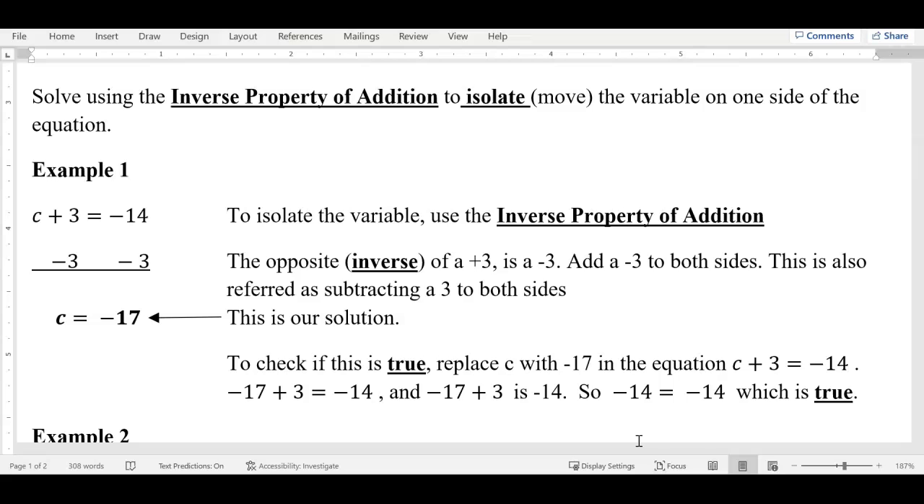There's a plus 3 next to it. So we want the plus 3 to go bye-bye. And how do we make that happen? Well, we're going to do the opposite. What's the opposite of plus 3? Minus 3. So right below it, you'd write a minus 3.